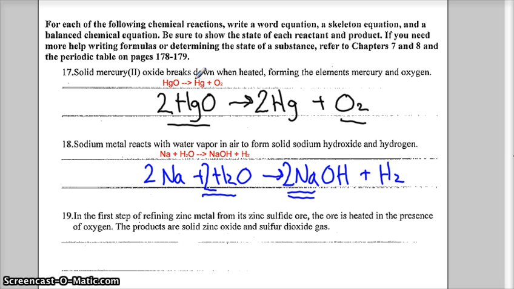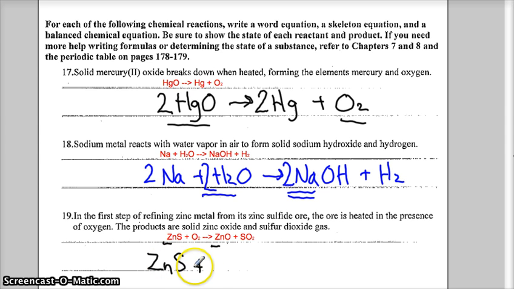We have number 19. In the first step of refining zinc metal from its zinc sulfide ore, the ore is heated in the presence of oxygen. The products are solid zinc oxide and sulfur dioxide gas. Okay, so let's get our skeleton equation here. Basically, we have the same amount of zinc on either side, so that's balanced. We have the same amount of sulfur, and it's our oxygens that we are missing. So let's rewrite it.